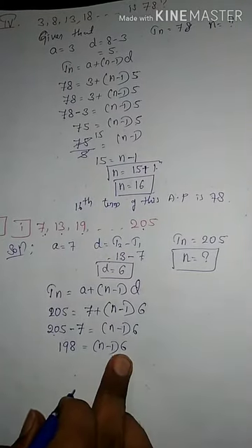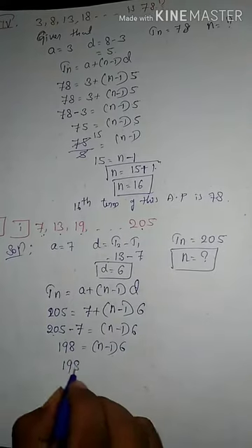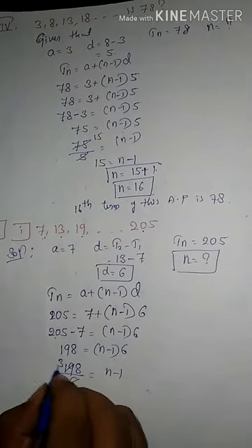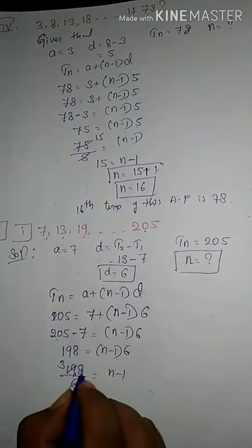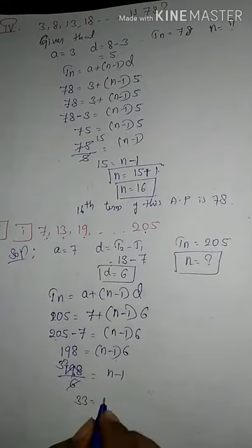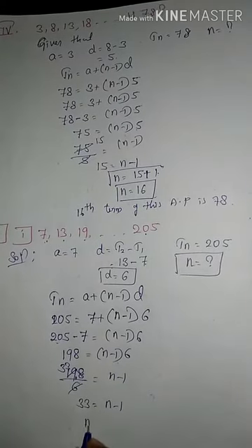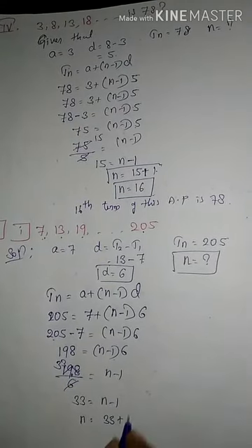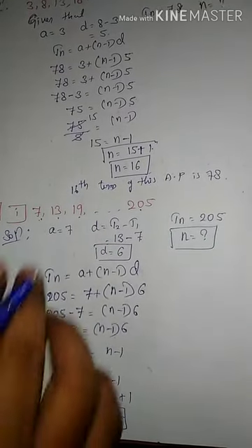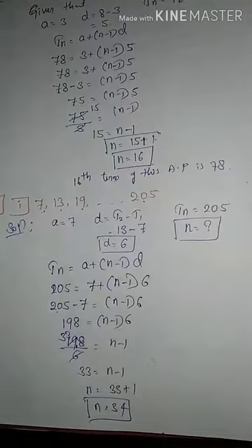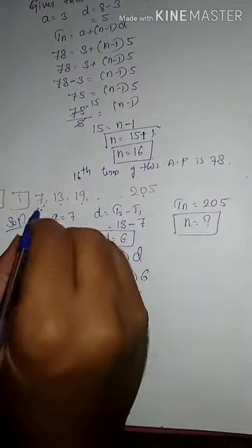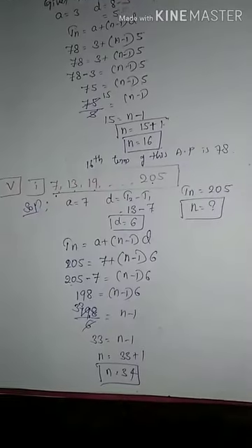Then again this 6 moves to the left-hand side and becomes division. 198 divided by 6 is equal to n minus 1. 6 ones are 6, 6 threes are 18, 1 is remainder, then again it becomes 18. 6 threes are 18. So 33 is equal to n minus 1, and n is equal to 33 plus 1. So n is equal to 34. Therefore, there are 34 terms in the given AP.